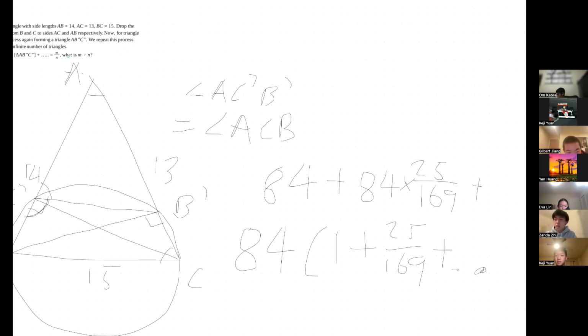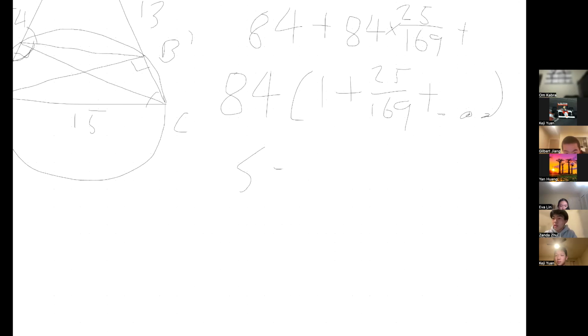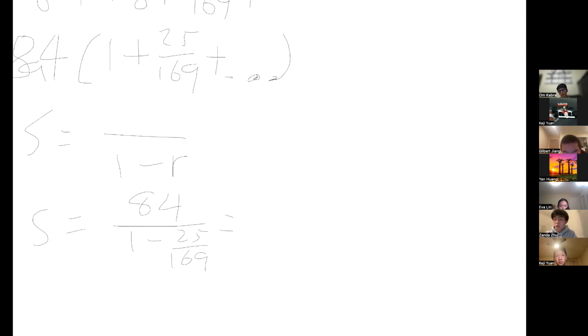And then using the same thing that you did, which is S is equal to A over 1 minus R, you can get that S is equal to 84 over 1 minus 25 over 169, which is, the final answer is 1183 over 12. Then you add these two numbers, and you get 1195 as your final answer.